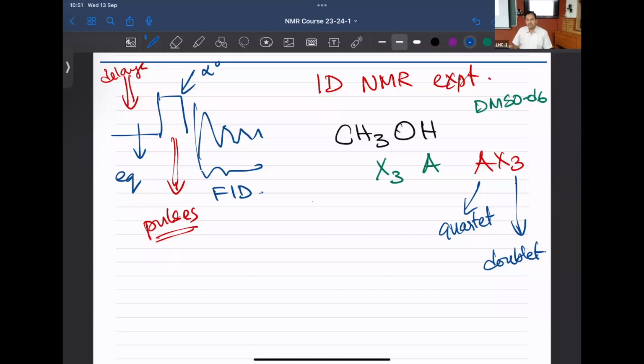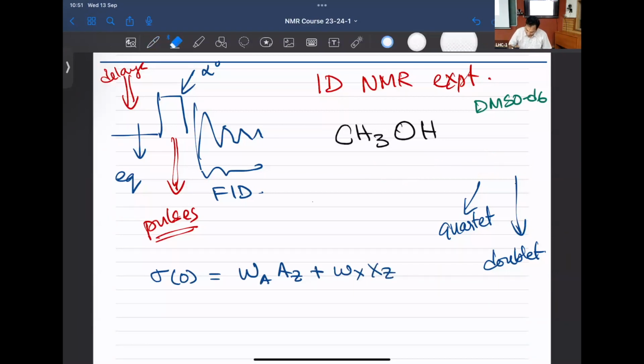We'll try to see how this one-dimensional NMR works. Here, what is the density matrix at equilibrium is what we are trying to ask. It is going to be nothing but omega proton, both are proton spins, right? Omega H, or you can say omega A, AZ plus omega X, XZ. Should I not use A and X? I'll use I and S. S3, I.